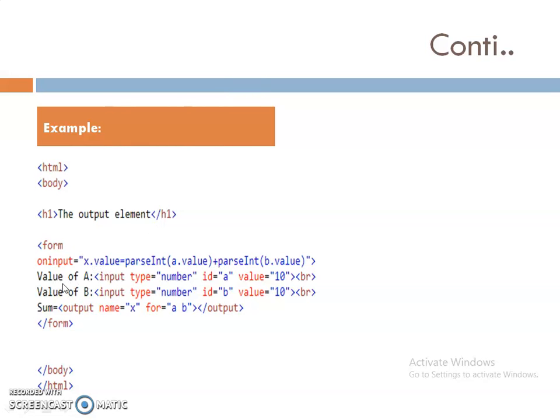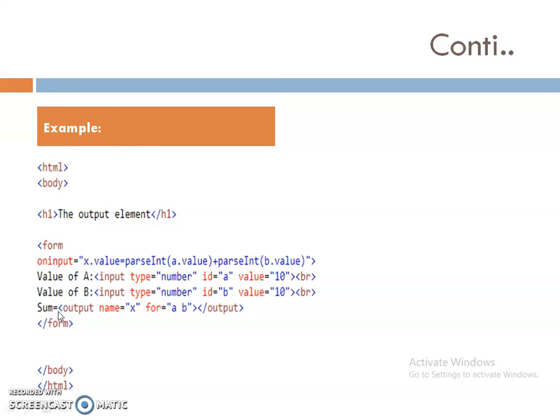For the user side, we will get the values of A and B. This is my label, value of A, and for the text field we are using input type is equal to number, so it will create a field which accepts only numeric values. Here I am passing an ID to the particular field and the default value of this field. By default, it will show the value 10. Same for value of B. This is my label, this is an input field which accepts numeric values only, and the default value is 10.